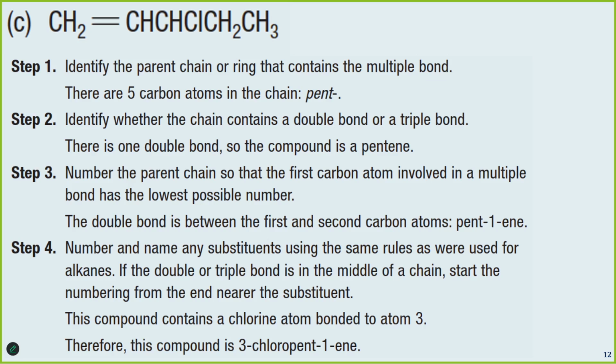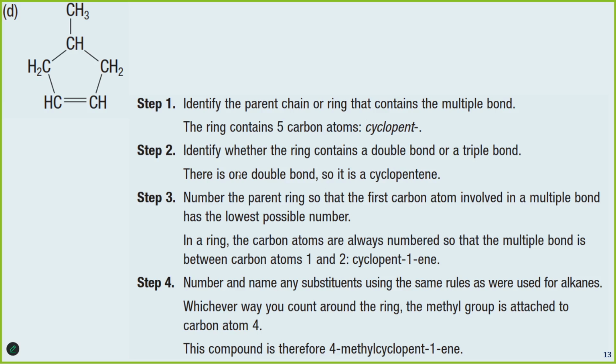Are you clear? Okay, now let's have a look at the last one. That involves a ring structure, so we should use a prefix cyclo, right? So the ring contains 5 carbon atoms, so we should use a prefix cyclopent or cyclopenta. Next, there is 1 double bond, so it's a cyclopentene. Next step, in a ring, the carbon atoms are always numbered so that the multiple bond is between carbon atoms 1 and 2. So we have the base name, now cyclopent-1-ene.